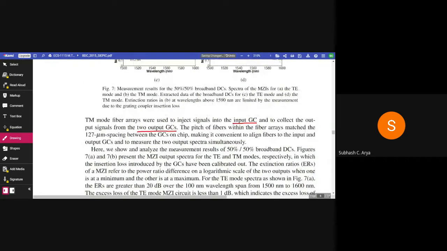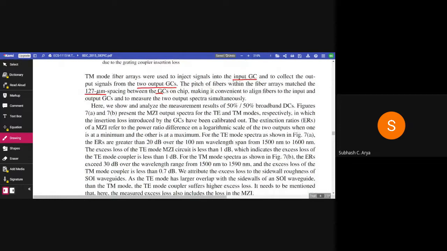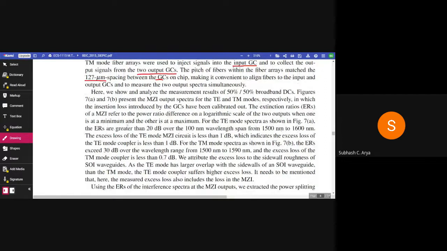The channels of fiber within the fiber array match the 127 micrometer spacing between grating couplers on the chip, making it convenient to align fibers to the input and output GC and to measure the output spectra simultaneously. Here we show and analyze the measurement results of 50-50 broadband directional couplers. Figures 7a and 7b present the MZI output spectra for the TE and TM modes, respectively, in which the insertion loss introduced by the grating coupler has been calibrated out.